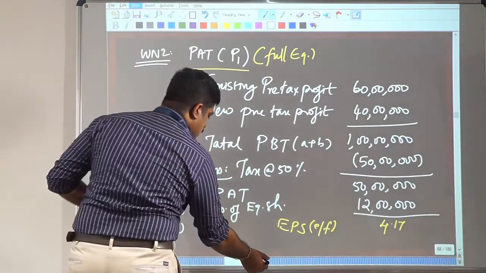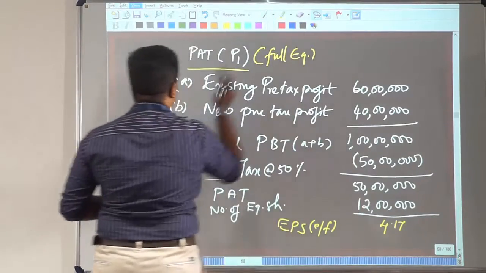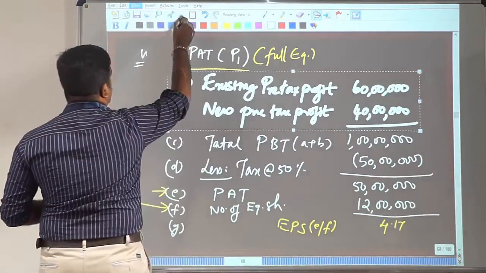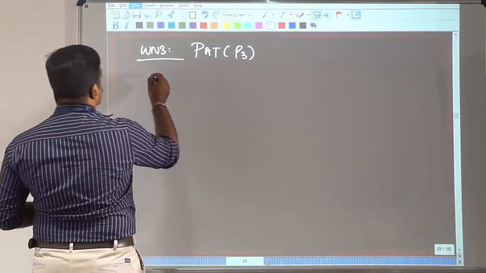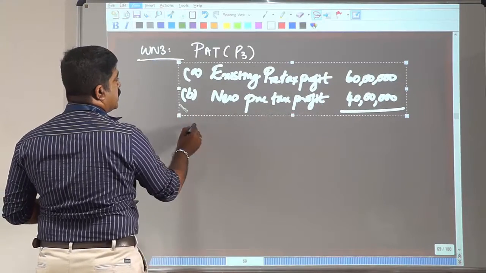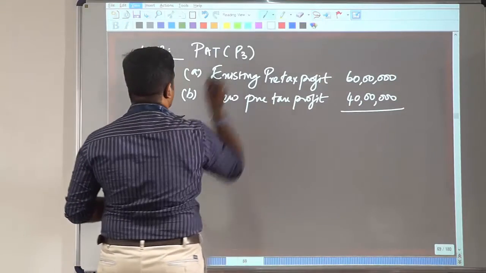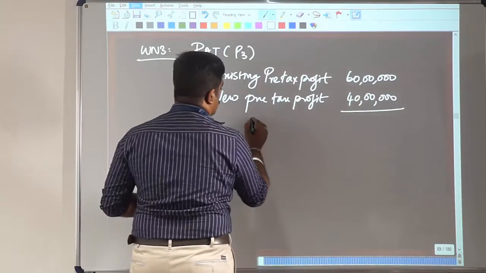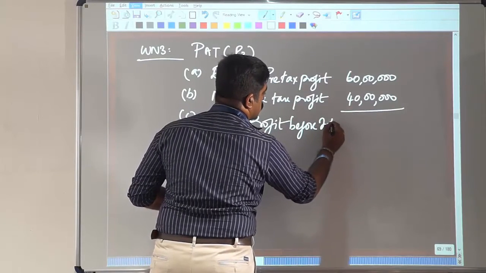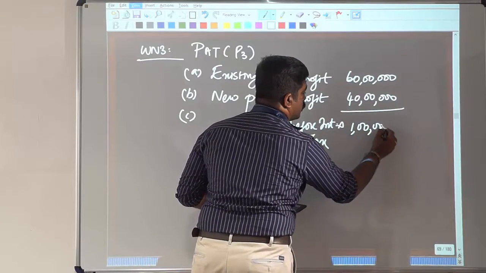So what is the interest rate? I think we have interest rate as 16%. So what I will do for just simplicity, let me just copy these items so I can make best use of them. I'll put them here. So I have my existing pre-tax profit 60 lakh, new pre-tax profit 40 lakh. So this is going to be my, say, item C, profit before interest and taxes. How much? It's going to be 1 crore.